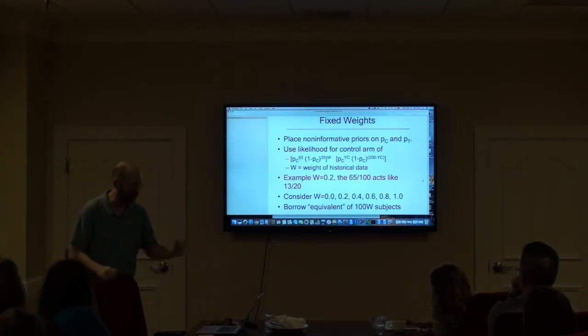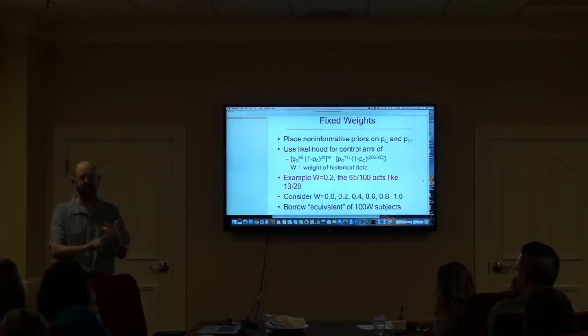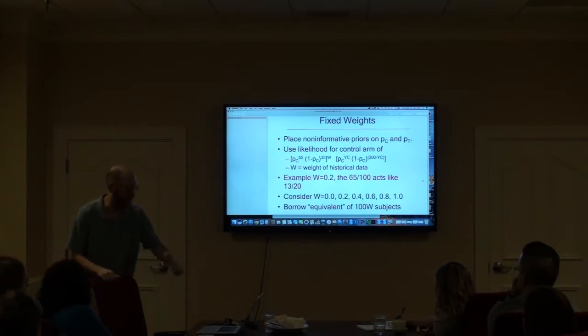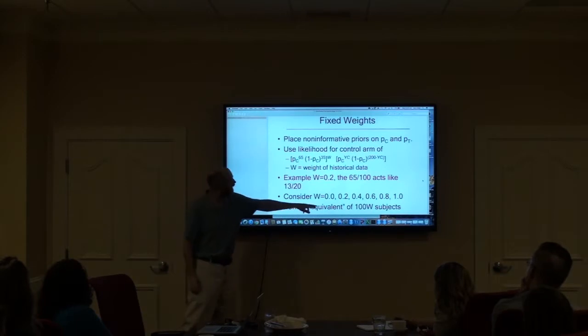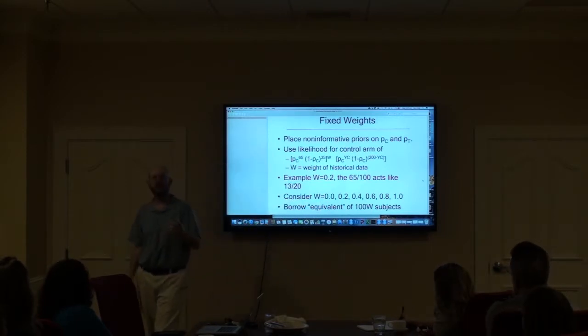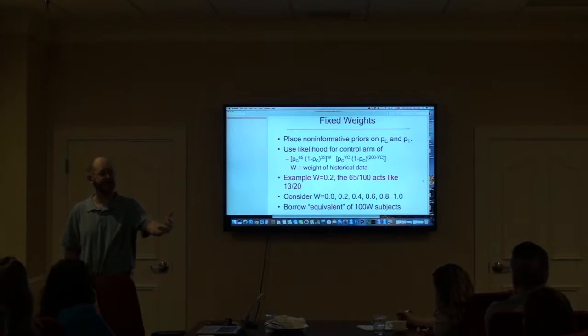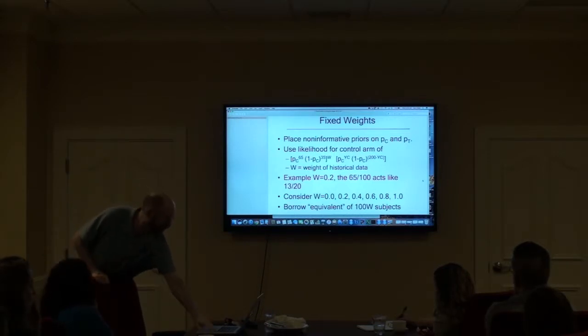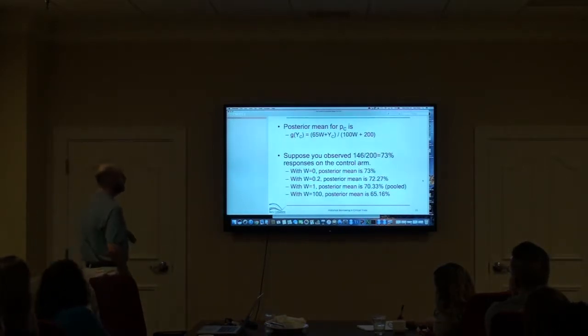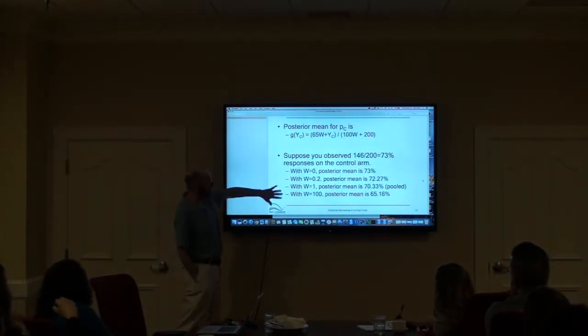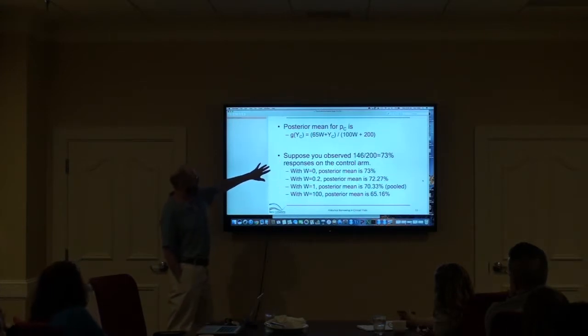So the math comes out in the wash. This applies to dichotomous data, continuous data. You can do similar things in time to event where it doesn't fall out quite as nicely. But essentially, we often talk about the number of subjects that you are borrowing, the effective weight. And so the weight here would be 100 W. So here I'm borrowing the equivalent of 20 patients by picking a weight of 0.2.